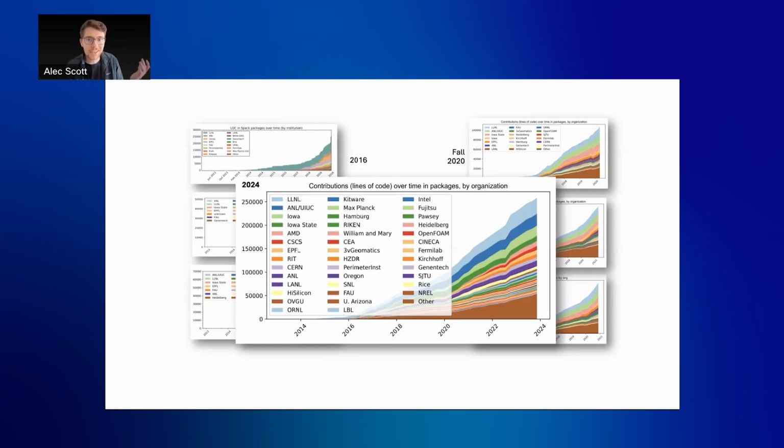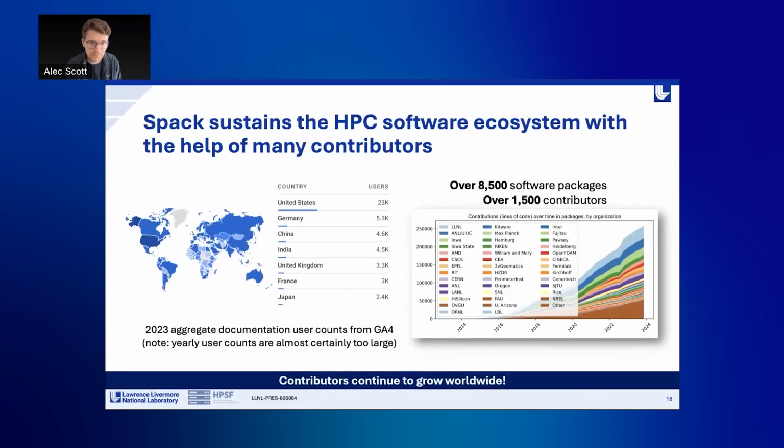This is not just based in the US. This is not even Department of Energy. It's truly global where we're getting submissions from. And now you can see if we trace this light blue line all the way up to the top, these are Livermore's contributions. And these are contributions from everyone else in the ecosystem. And so Spack is truly a global project at this point. Spack helps sustain the HPC software ecosystem via these many different contributors, as I was talking about.